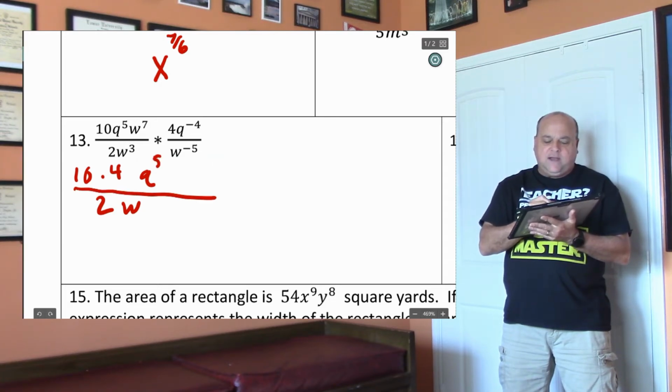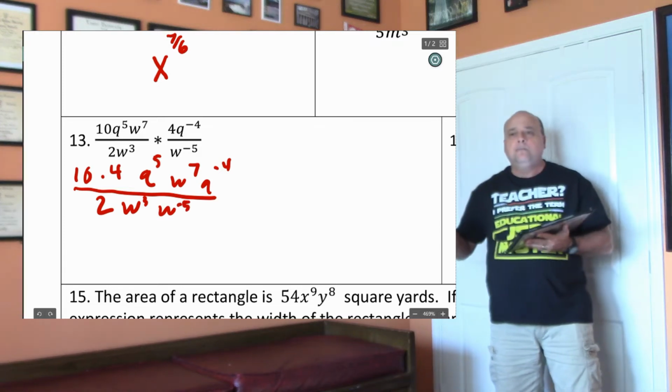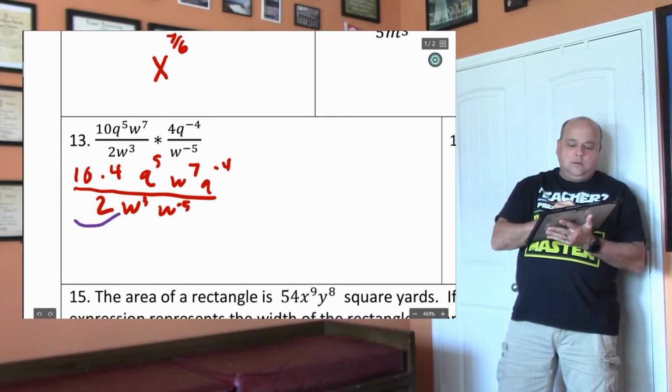So we have a q to the 5, then a w to the 7, a q to the negative 4, then on bottom we have w, and then a w to the negative 5, don't we? Okay? Now then, let's just do the number part.